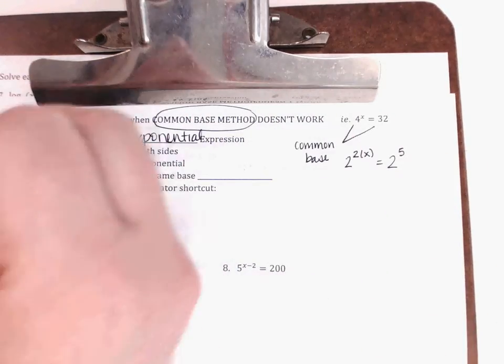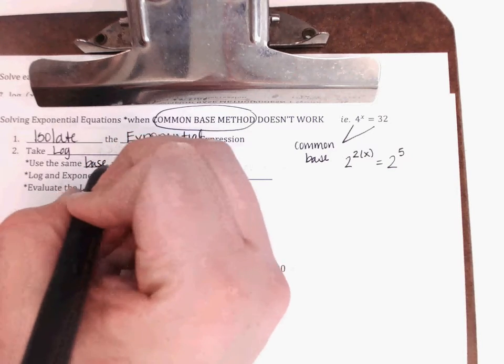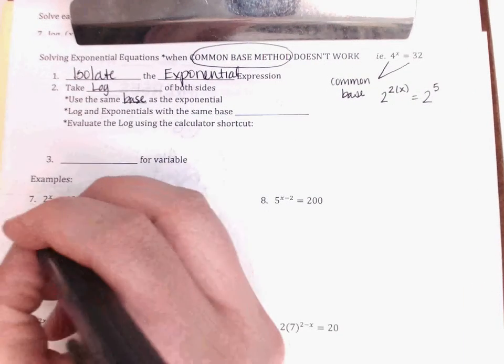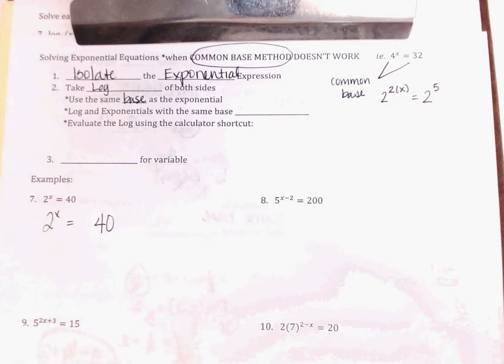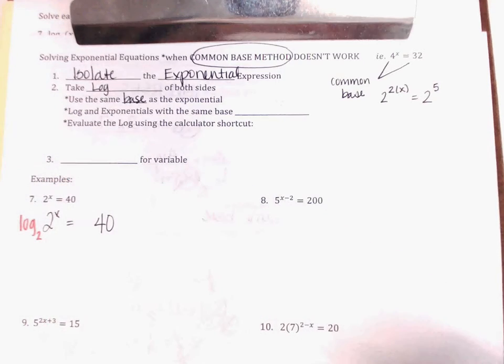And then you're going to take the log of both sides using the same base as the exponential. And I'll show you how to do that. It's not hard. So look back at your first one. You see how it's 2 to the x and then a 40. The way that I cross out a 2 is I'm going to use a log little 2.